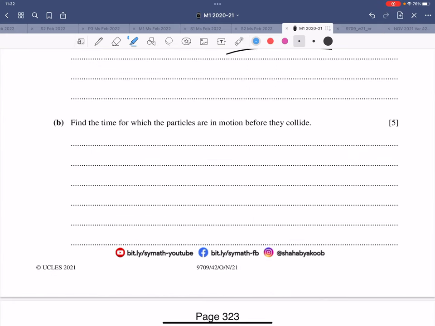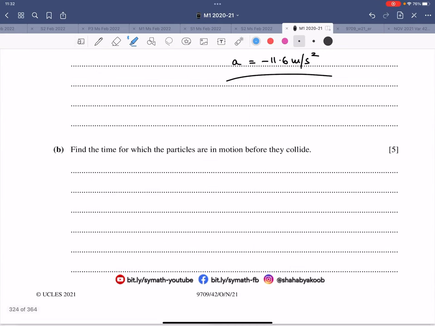Exactly what happened was, first of all, let's focus on Q. When we focus on Q, acceleration is minus 11.6, u is equal to 10, final velocity is 0. So let me first find t using v equals u plus at: 0 is equal to 10 plus negative 11.6 multiplied by t. So t comes out to be 0.862 seconds. That's the first thing that's happened. It's coming to rest in this time, but that's nothing unusual.